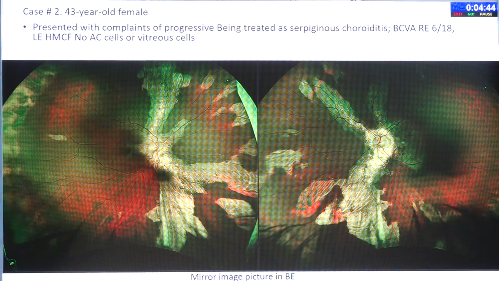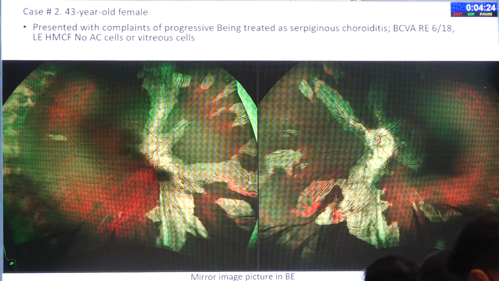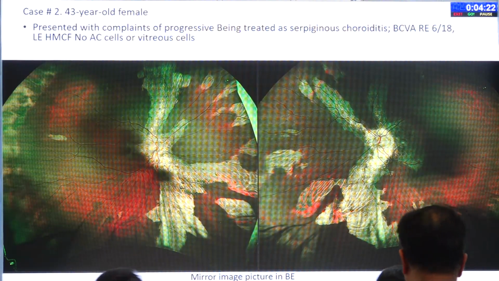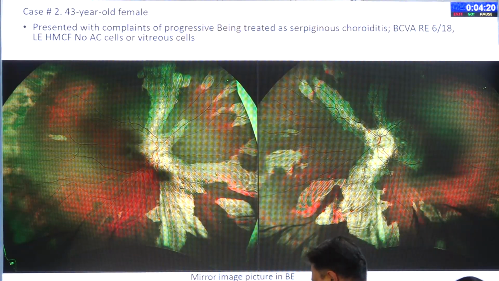This is another example of a 43-year-old lady who presented with complaints of progressive decreased vision. She was actually diagnosed as serpiginous choroiditis. Best corrected was 6/18, there were no cells. It looks like serpiginous choroiditis, and if you see it casually, you may mistake it for serpiginous choroiditis. But look at the symmetry of the lesions.